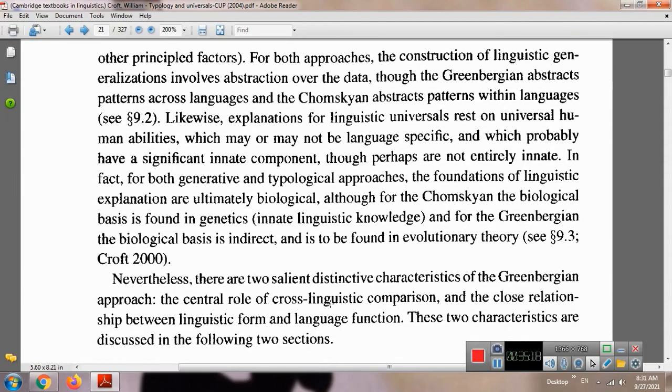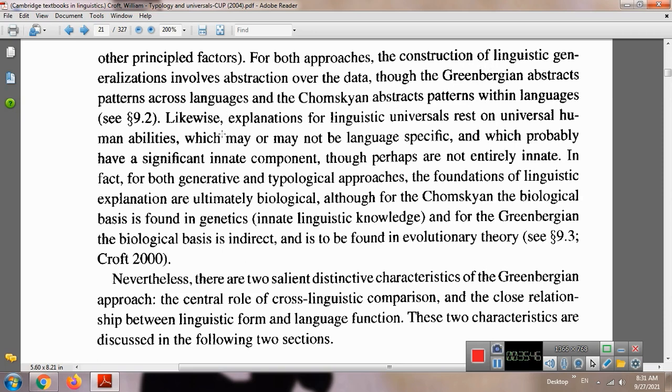For both approaches, the construction of linguistic generalization involves abstraction over the data, though the Greenbergian abstracts patterns across languages and the Chomskyan abstracts patterns within languages. Okay, the Greenbergian patterns are across languages, but the Chomskyan abstract patterns are within the languages.